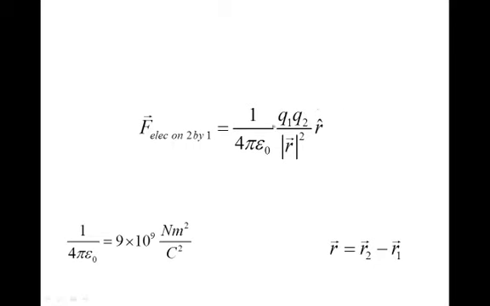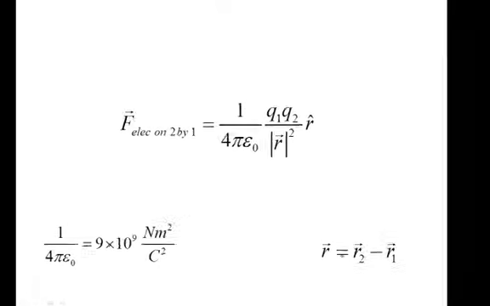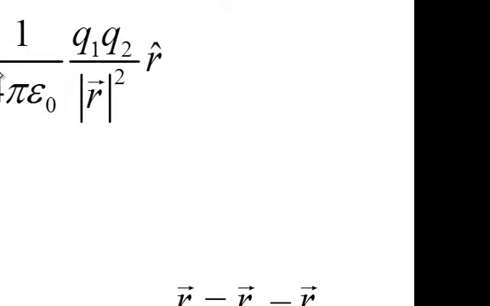That's just a measure of charge. In the case of the gravitational force, we had mass dependence here. So, as with the gravitational force, we've got the same definition for r. The electric force on 2 by 1 is a vector that's pointing from 1 towards 2. And unlike in the gravitational case, we don't have that minus sign out front.